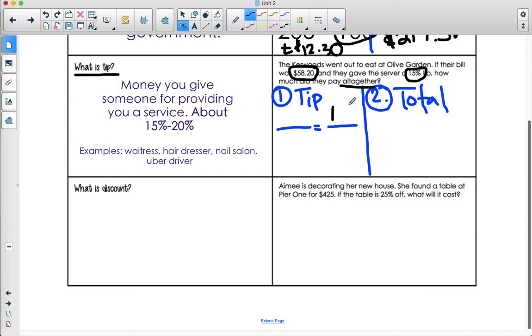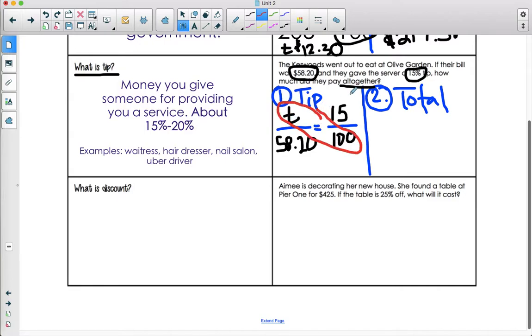So we're going to set up our proportion. By now, you guys hopefully should be good at this. 15 goes above 100 because that's the percent. Our bill was $58.20, so that becomes our denominator. And we're looking for the tip amount. So you should be able to cross multiply and divide these.